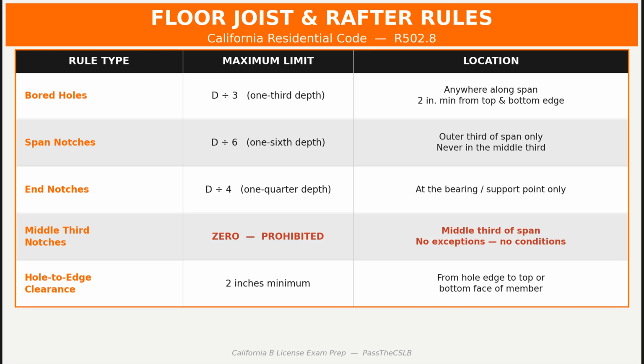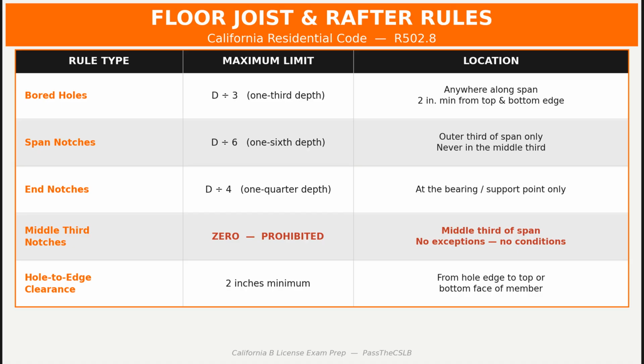Nominal versus actual dimensions, the math trap. This is the single most common source of mathematical errors I see on this topic, and it is entirely avoidable once you know one simple fact. The fractions I just gave you, 1/3, 1/6, 1/4, are applied to the actual depth of the lumber, not the nominal size printed on the material tag.